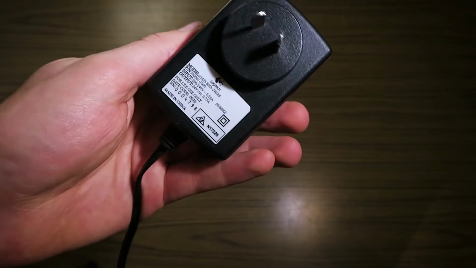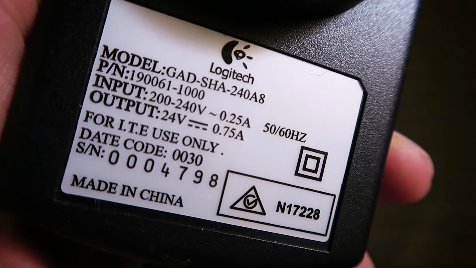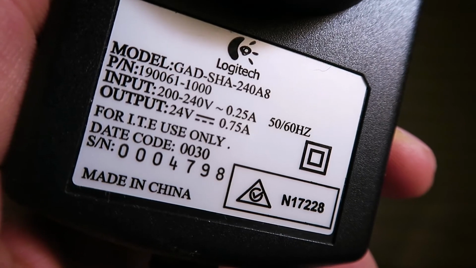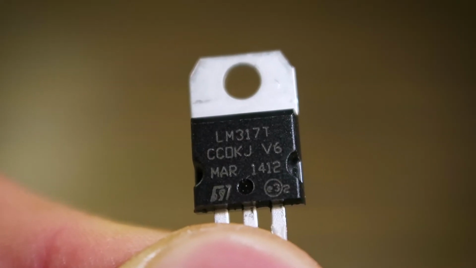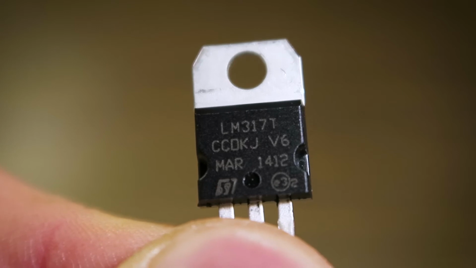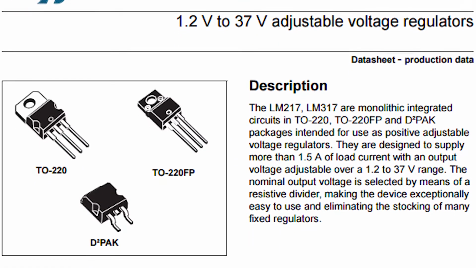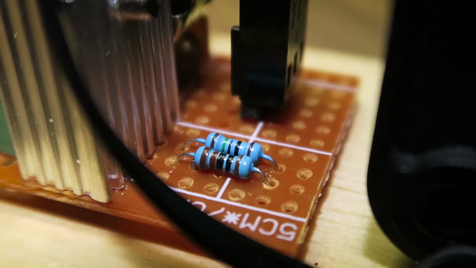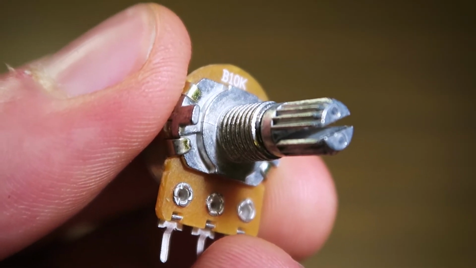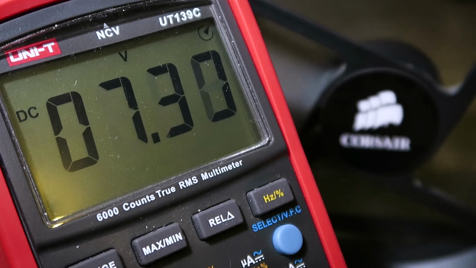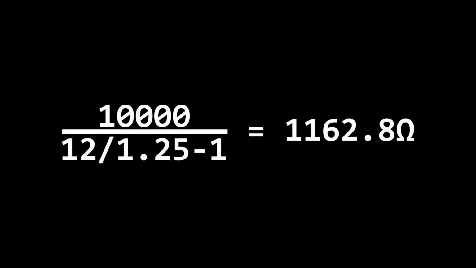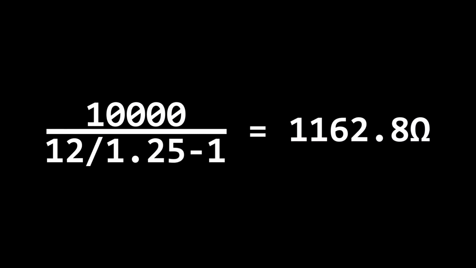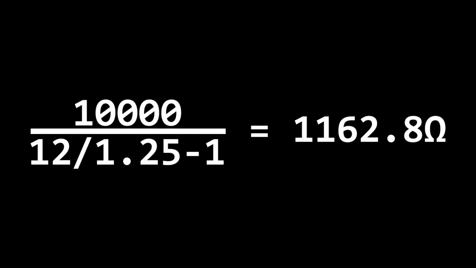I have a spare 24-volt wall adapter that I'll use to power the fan. To lower the voltage to the 12 volts needed by the fan, I'll use an LM317. The LM317 is an adjustable voltage regulator that uses external resistors to set the target voltage. I can use a potentiometer as a variable resistor to control the output voltage and adjust the speed of the fan. To make sure I don't exceed 12 volts in the output, I need a 1.16 kΩ resistor between the adjust pin and the output.